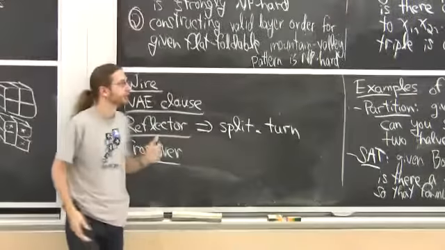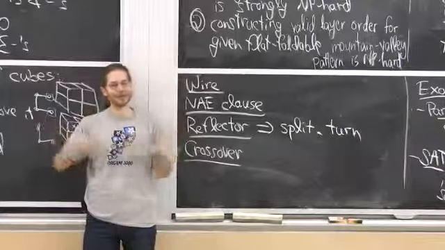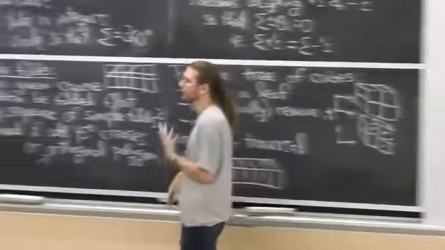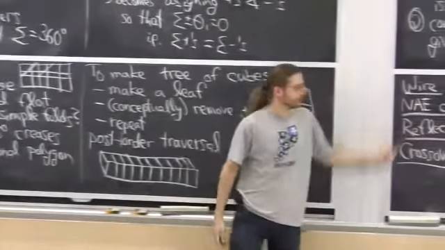So that's two gadgets. We've got the wire, the not all equal clause. Of course, if we're lucky, all the wires will just meet at the right points, but I'm going to need many copies of them. I got to move them around to reach all the different clauses, all the different triples. So next up is reflector.